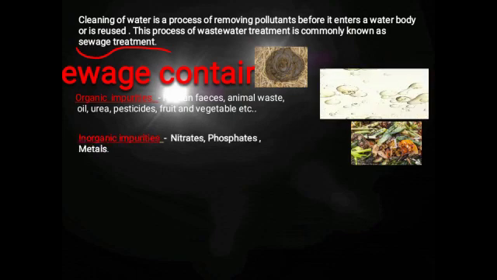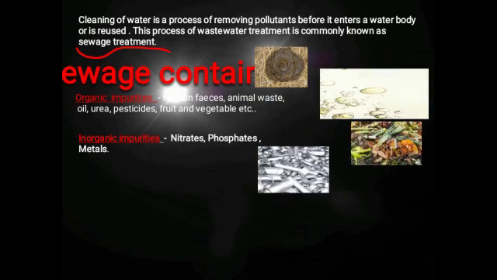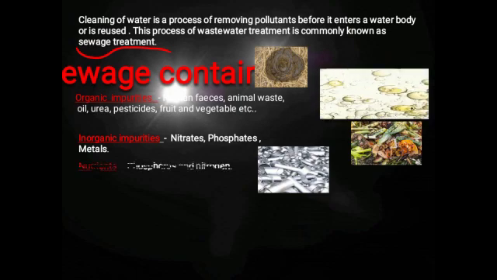Okay, fine. Next, what's the next thing we have? It's the inorganic impurities, which cannot decay or be decomposed. So what are the inorganic impurities? Like nitrates, phosphate, metals. So these are some of the inorganic impurities.